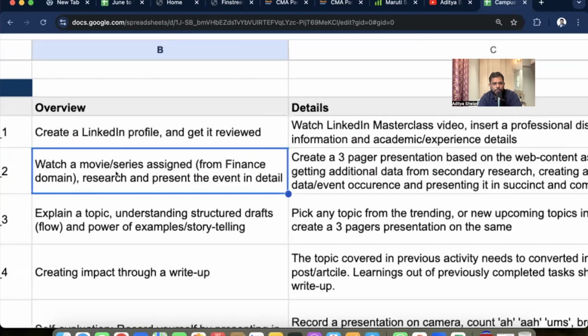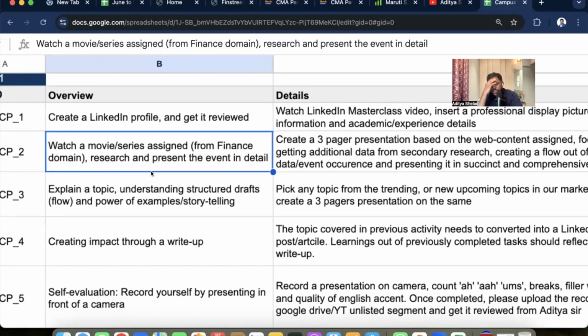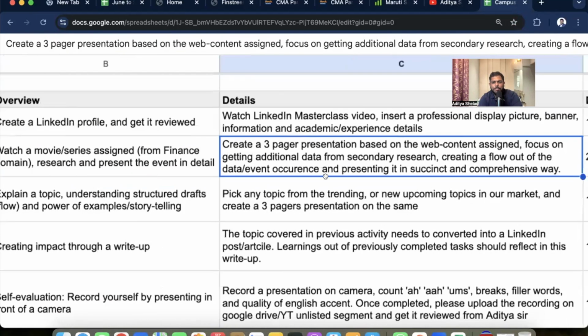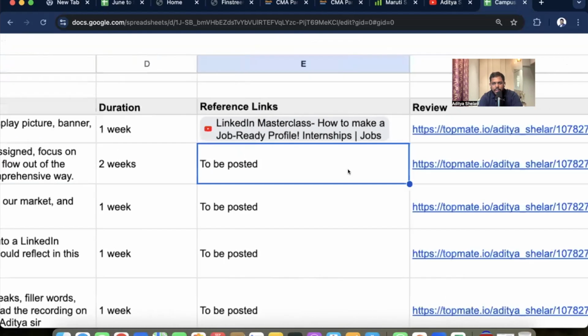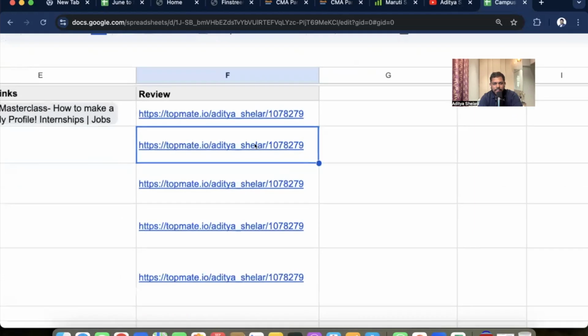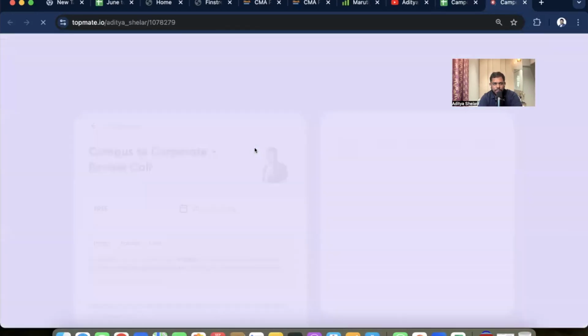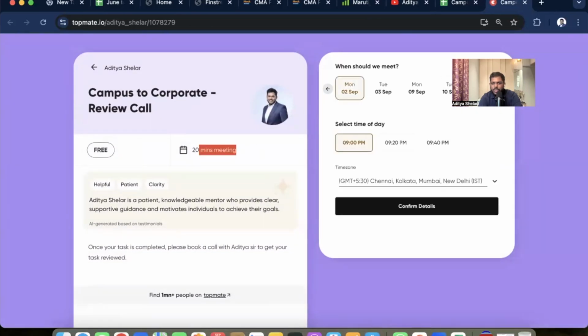After that, your task 2 would be to watch a movie series assigned from the finance domain. Some of the movies we had shortlisted were Boiler Room, Margin Call, Too Big to Fail, The Big Short, and there were other finance movies too. After that, your task was to create a 3-pager presentation based on web content, focusing on getting additional data from secondary research and so on. Once this is completed, this is an exclusive link. This is a closed link. People outside our class do not get access to this. And you get a 20-minute call to get your work reviewed.